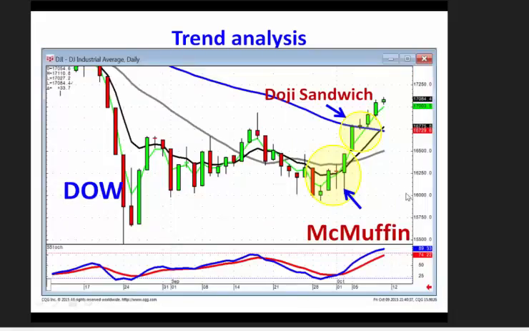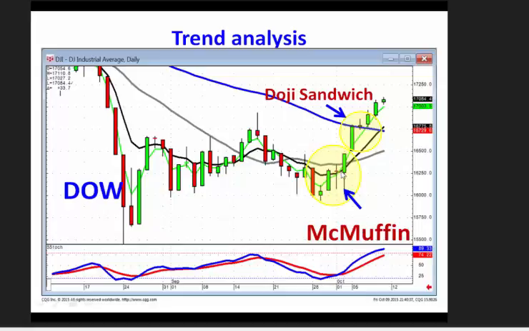This is what we call a McMuffin. There's our morning star signal. Big down day, a day of indecision. The third day closes more than halfway up this candle, and it closed above the T line, coming out of the oversold area. That's an extremely high probability reversal signal. Then notice what happened right afterwards.